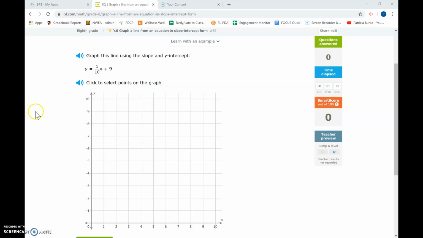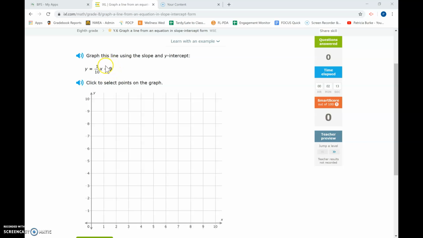So this week we are doing 8th grade y.6, graph a line from an equation in slope-intercept form. And remember, if you need a reminder, you can always click Learn with an example here at the top. And it says graph this line using the slope and y-intercept. Well, we've spent a few weeks on slope and y-intercept. So remember, we are having all of these equations in the y equals mx plus b format, where m is your slope and b is your y-intercept.